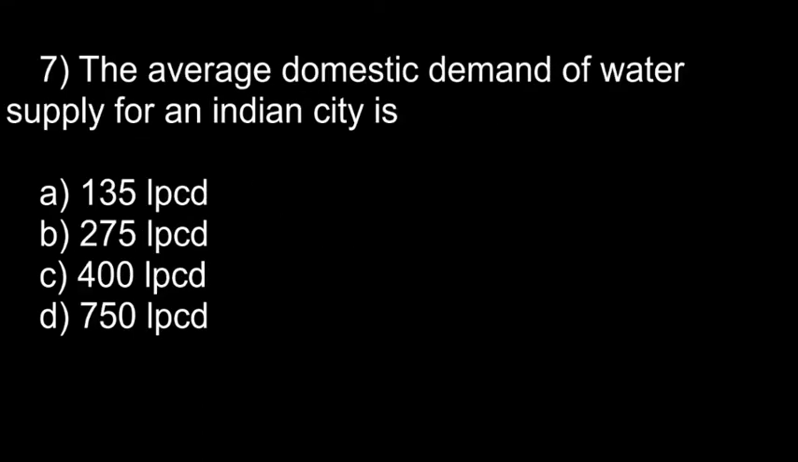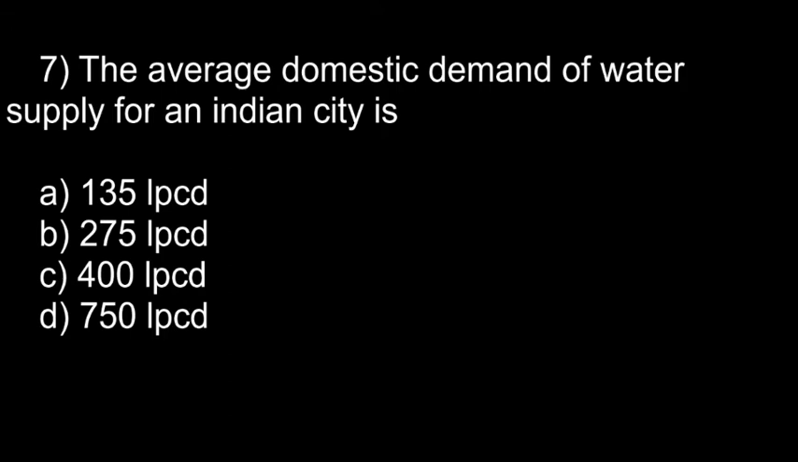The next question. The average domestic demand of water supply for an Indian city is option A, 135 LPCD, option B, 275 LPCD, option C, 400 LPCD, and option D, 750 LPCD. For answering this question, we have to know per capita demand. The quantity of water required per person per day throughout the year in a city or town is known as liters per capita per day, that is LPCD.